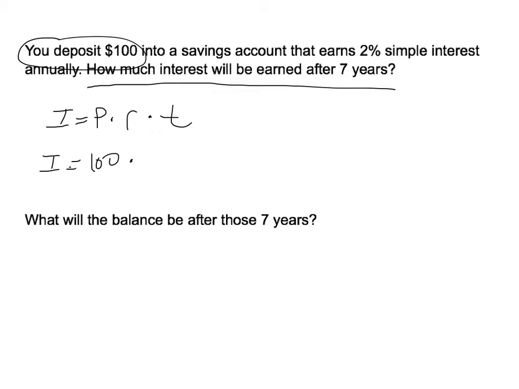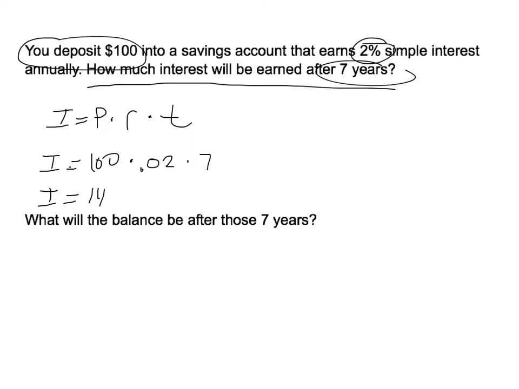Times the rate. We have 2% there, but of course we never multiply by percents. We make them into decimals, so you get 0.02. Times time. It earns 2% annually, and we want the interest after 7 years, so 7. If you take 100 times 0.02, you get 2. Then you take that times 7, and that's 14. So the amount of interest you earn is $14. So what will the balance be after those 7 years?